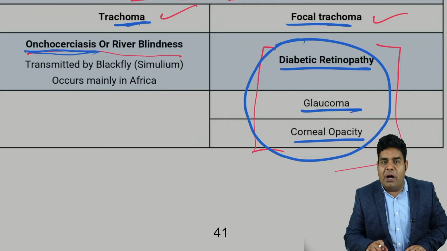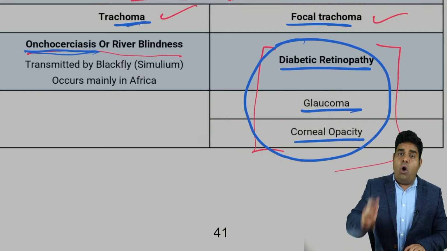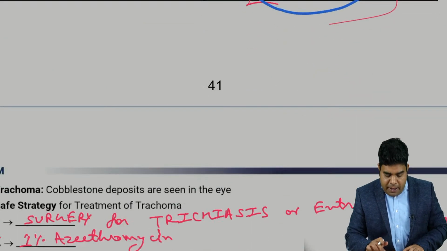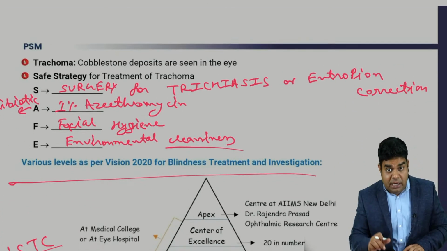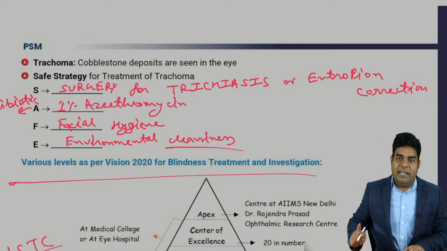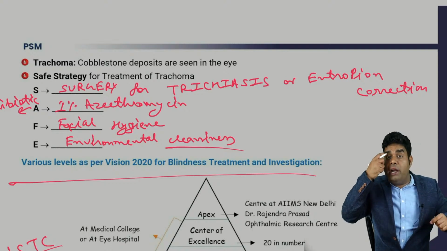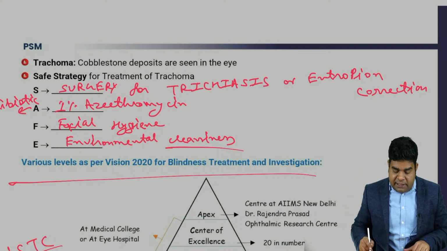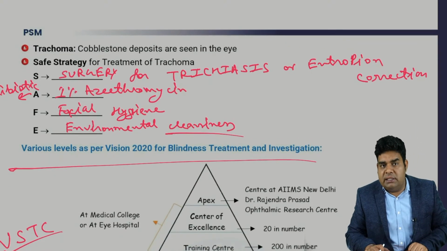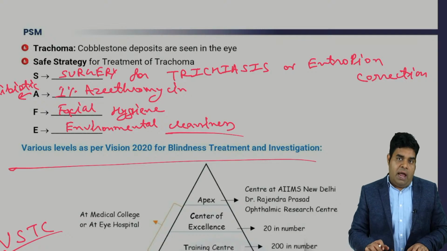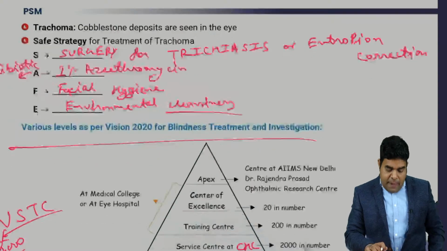Diabetic retinopathy, glaucoma, and corneal opacity are the 3 extra ones in India's list which are not in the WHO list. For trachoma, they keep asking: what does the SAFE strategy mean? S stands for not sanitation but surgery, and surgery is to remove the hair which has gone inside the eye, to correct the trichiasis. Then after surgery they give 1% azithromycin as the antibiotic of choice. F is facial hygiene, and E stands for environmental cleanliness.